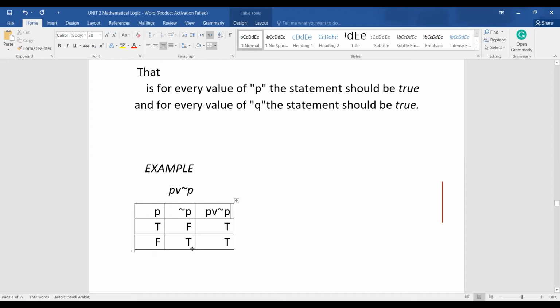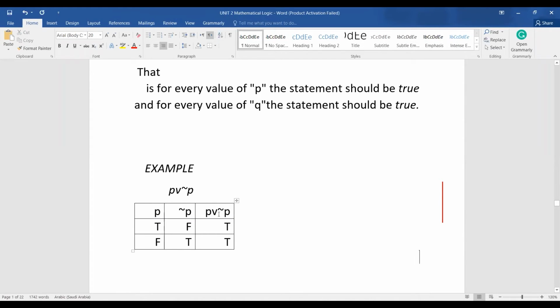So far, so clear. When we come to P or negation P, we are saying true or false. It could be true or false. In this case, the compound statement would be true because I'm saying or. I need at least one true value, so the whole statement is true. True or false gives us true. Yes, this is for or.